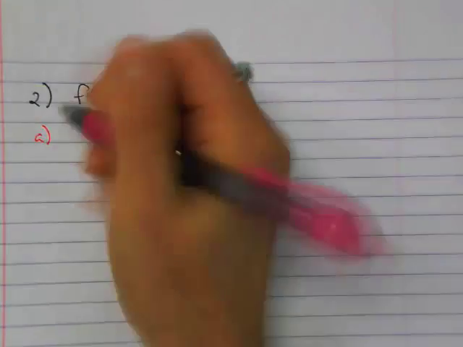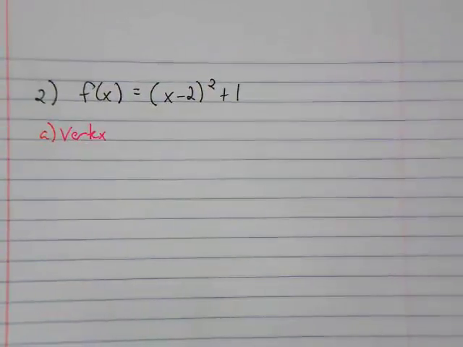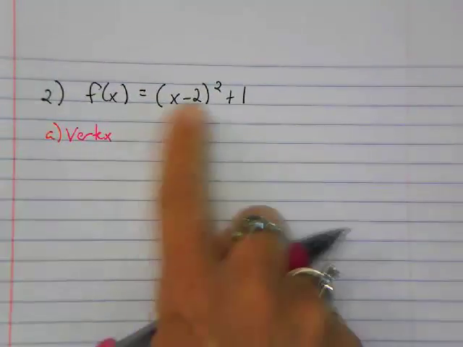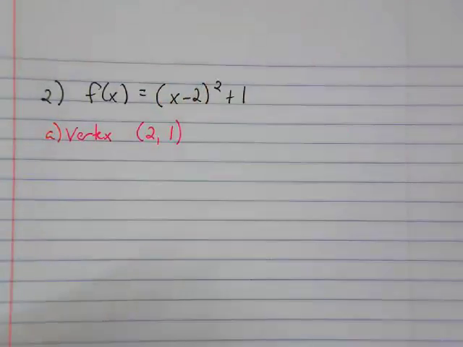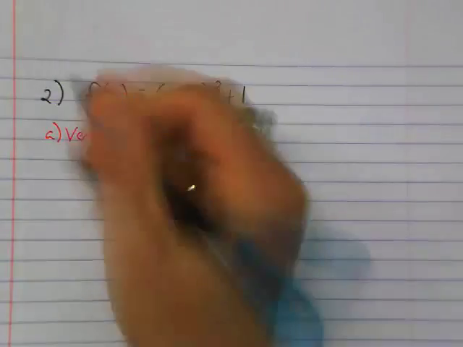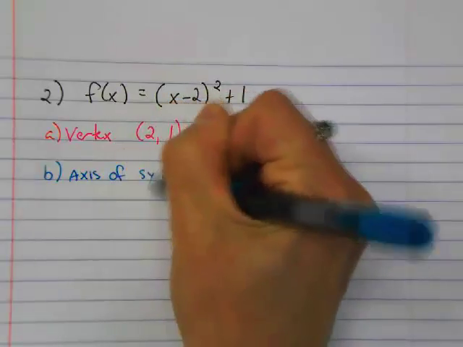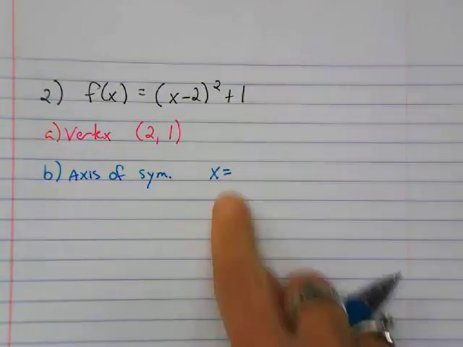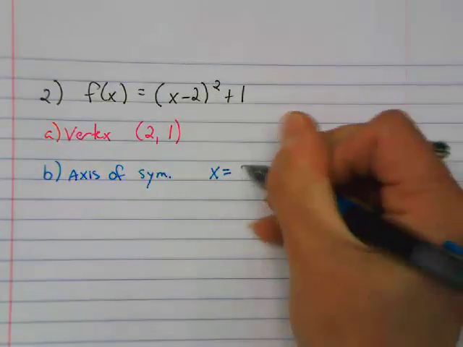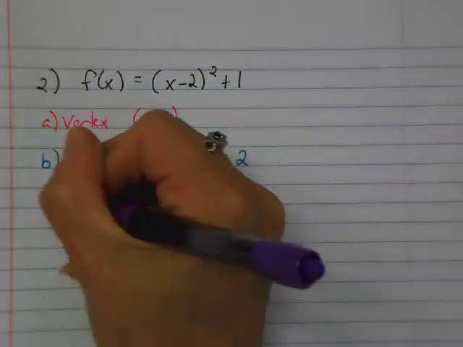Alright, let's start off with A, find the vertex. And I think I did that in hot pink, so let me see if I can keep my color coding going. Alright, so the vertex is, change your sign, keep the sign. Let's do the axis of symmetry. X equals, and it's always equal to the x-coordinate of your vertex. Alright, let's do the hard one, the x-intercept.